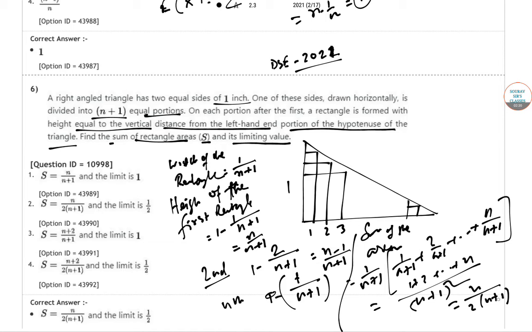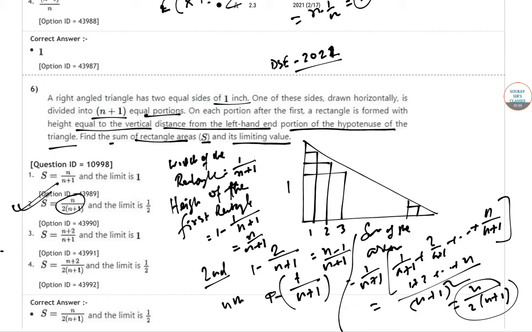So if you try to match up with this, it is 1 by 2 into 1 plus 1 by n, which will go to zero as n tends to infinity. So the sum of the areas will be equal to half. So this is the case, and this option is correct.